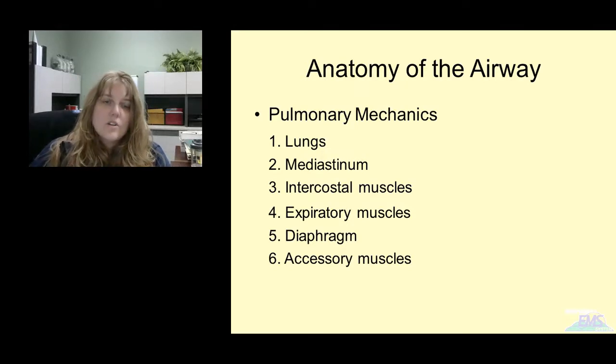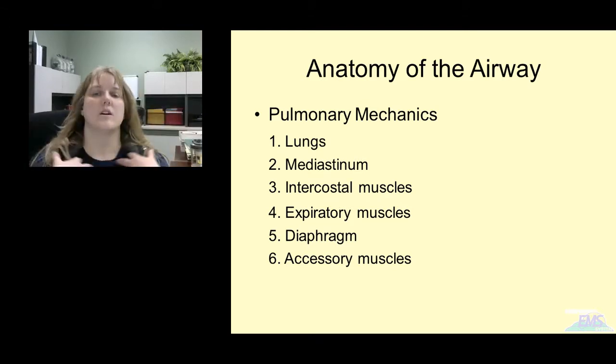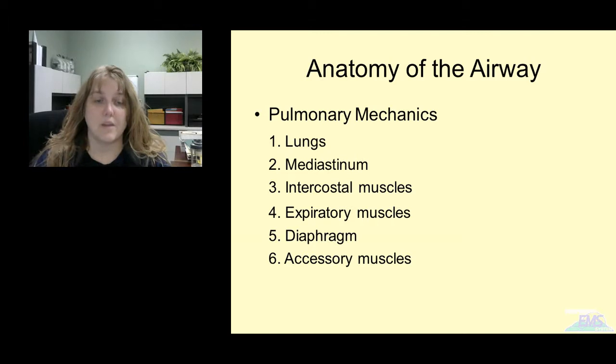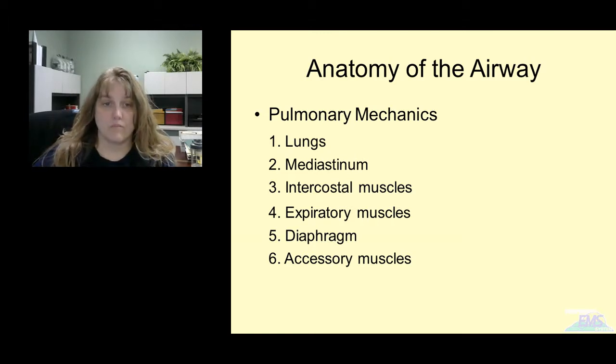So we also look at not only the lungs, but you have the center cavity that divides the right and left pleura, and that center cavity is called the mediastinum. We can't forget those accessory muscles. We have those intercostal muscles that help in the muscle contractions that allow the lungs to expand and contract, and we must include the diaphragm in as part of the anatomy that involves the airway.